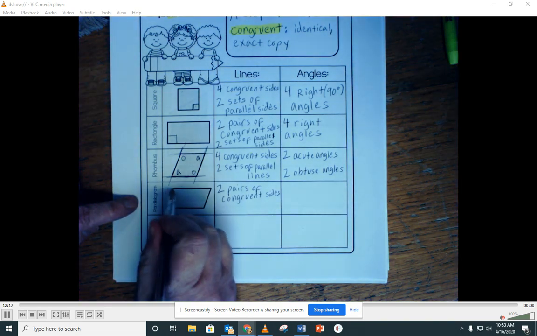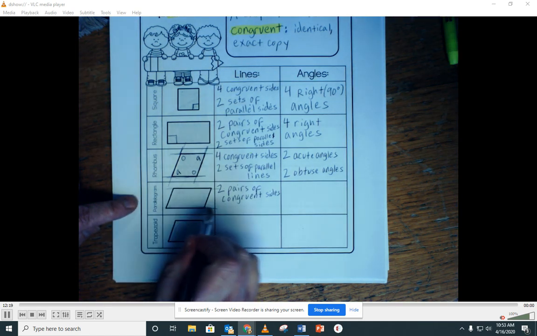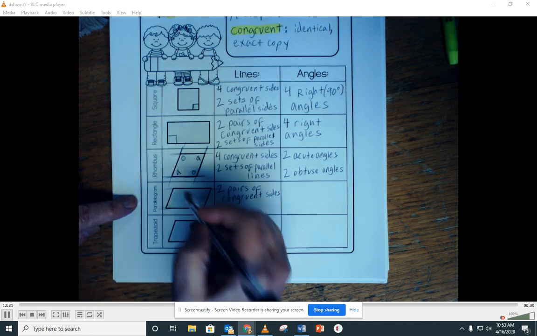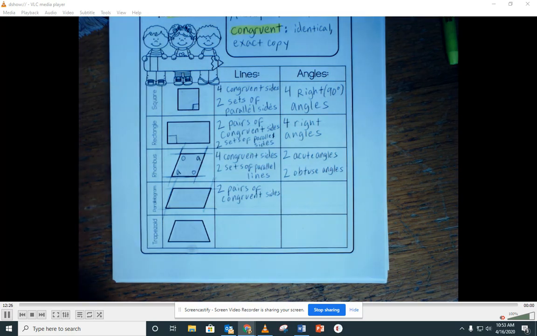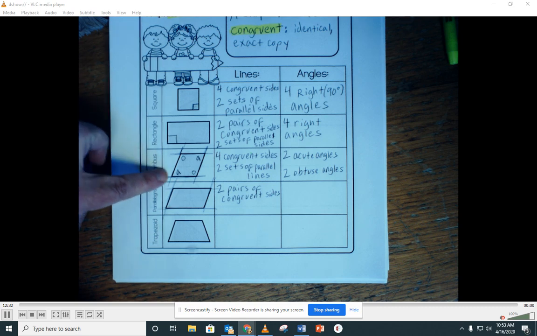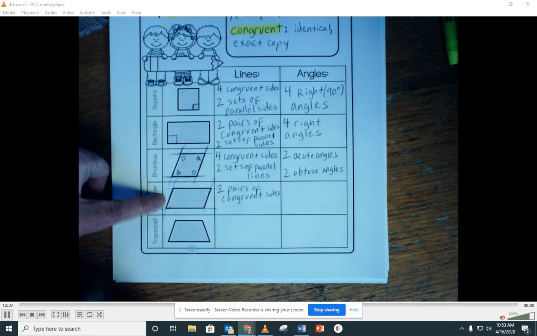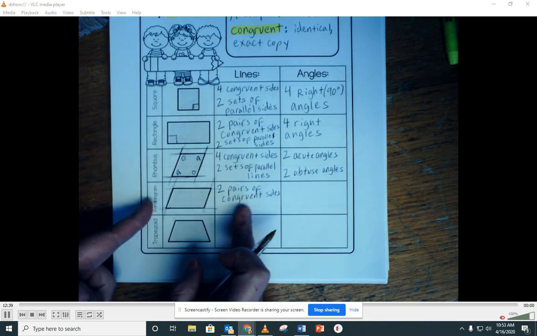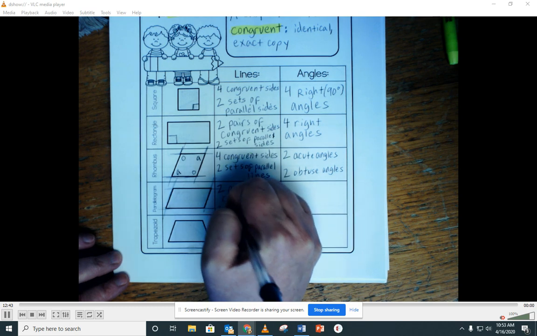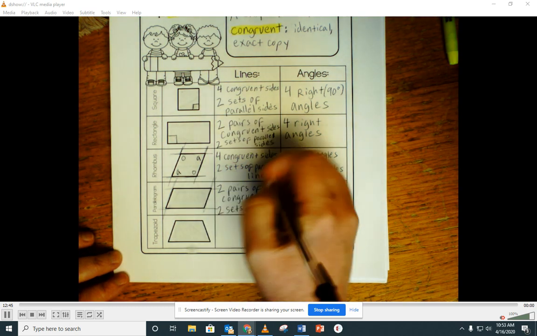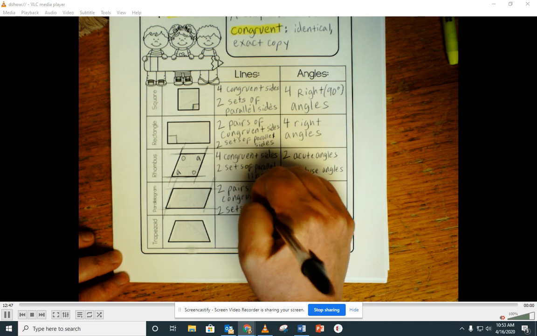So yes, the top and the bottom are parallel to each other, and the left and the right are parallel to each other. So it's really very similar to a rhombus, except that in a rhombus, all the sides are the same length, and a parallelogram is like a stretched out rhombus. So we have 2 sets of parallel lines.